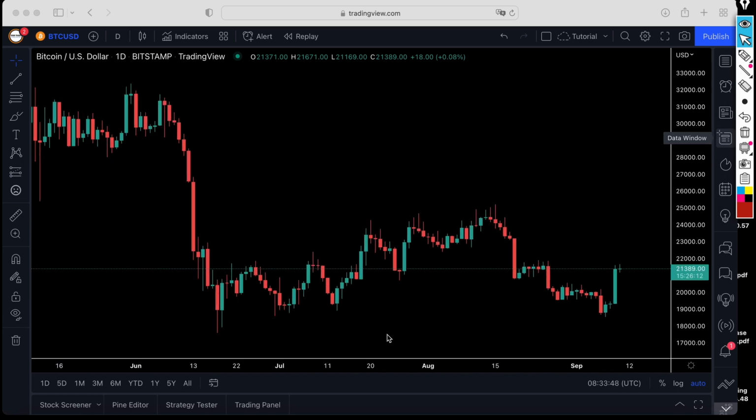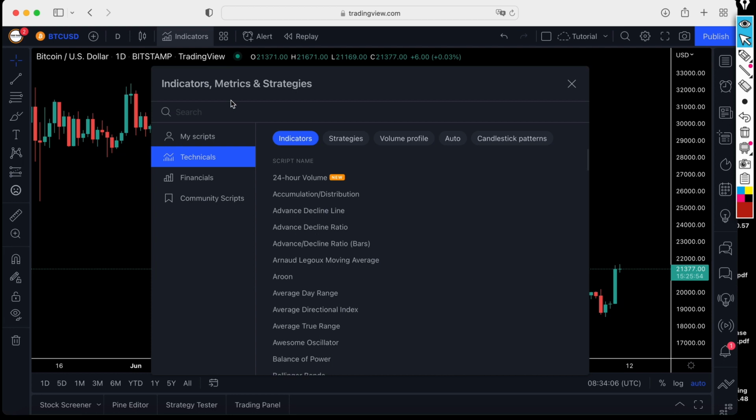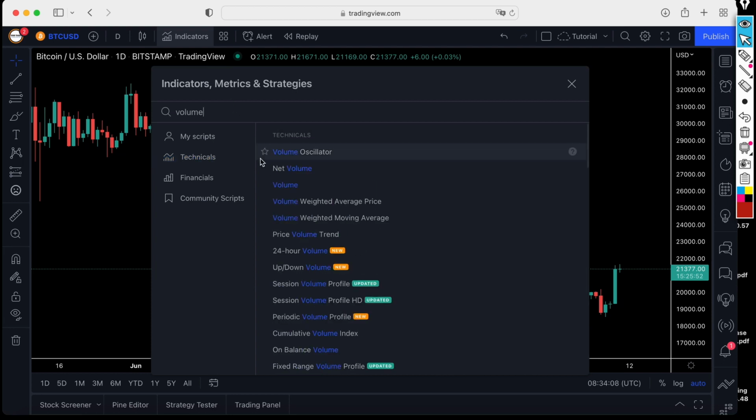So now let's say we want to add indicators onto our charts, because some people just trade using the chart as it is, but some people prefer to have indicators on their charts. One of the indicators that is normally used is called volume. When you go to indicators, you click indicators and then you type volume. There is a volume indicator. When you click on it, then the volume is added.